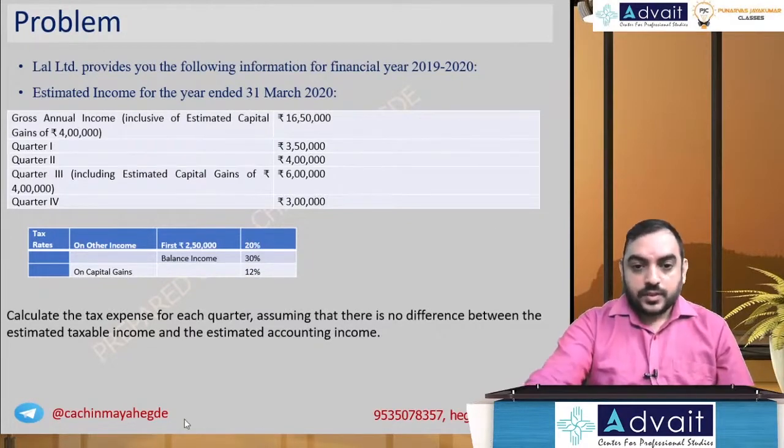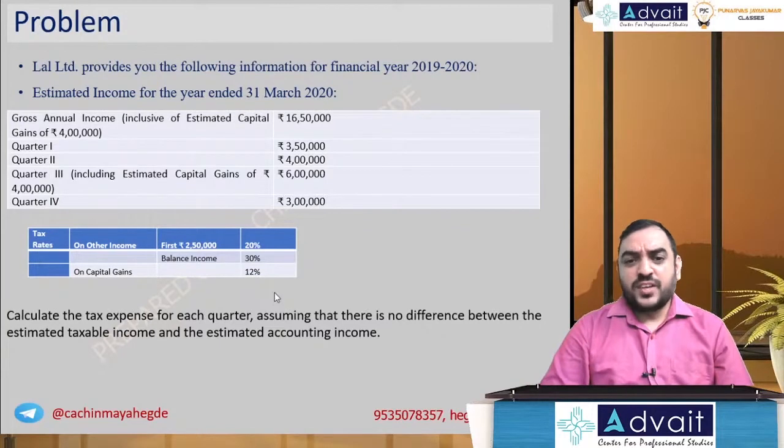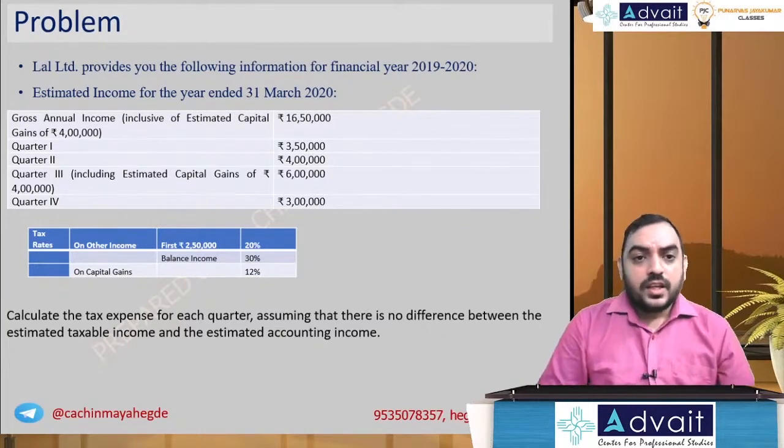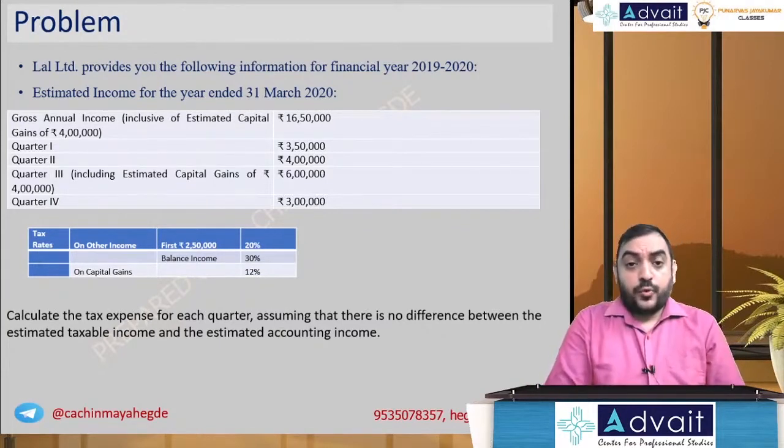So last problem, maybe for the day. Hope you got this one. Next one. Again, very similar problem to the one previously we have done, but anyway, let's solve it. Law Limited provides the following information for the financial year 9-10.